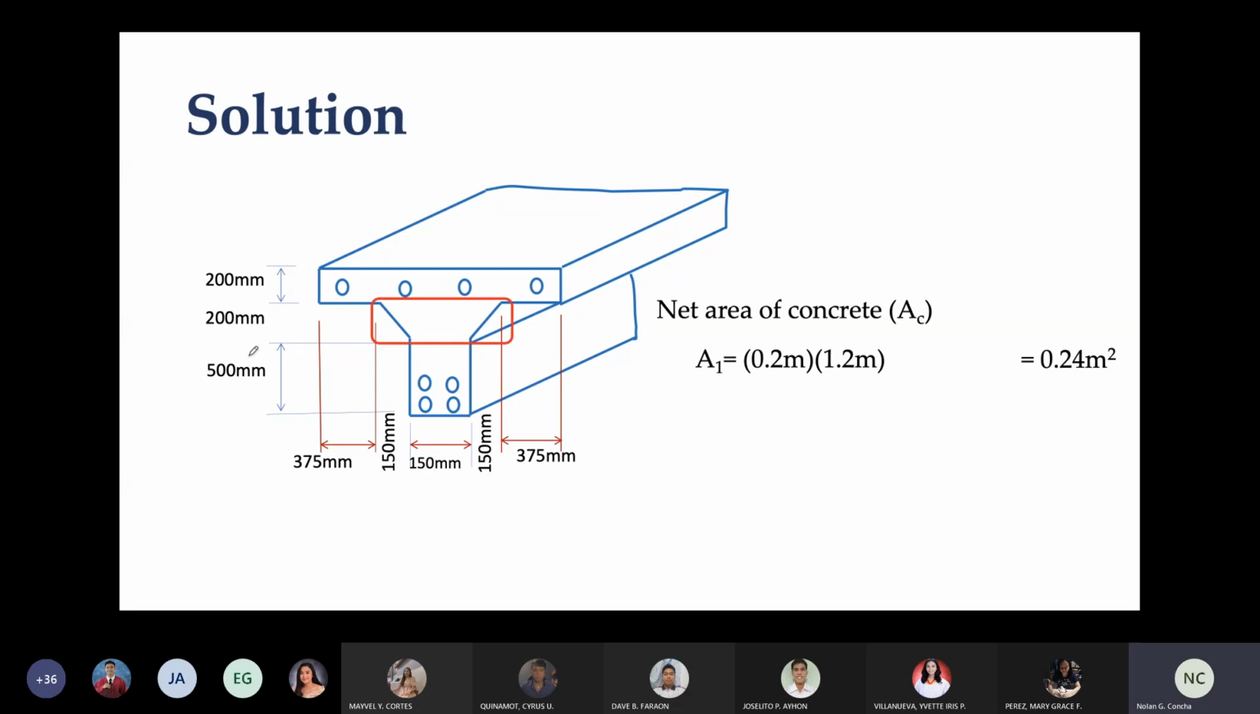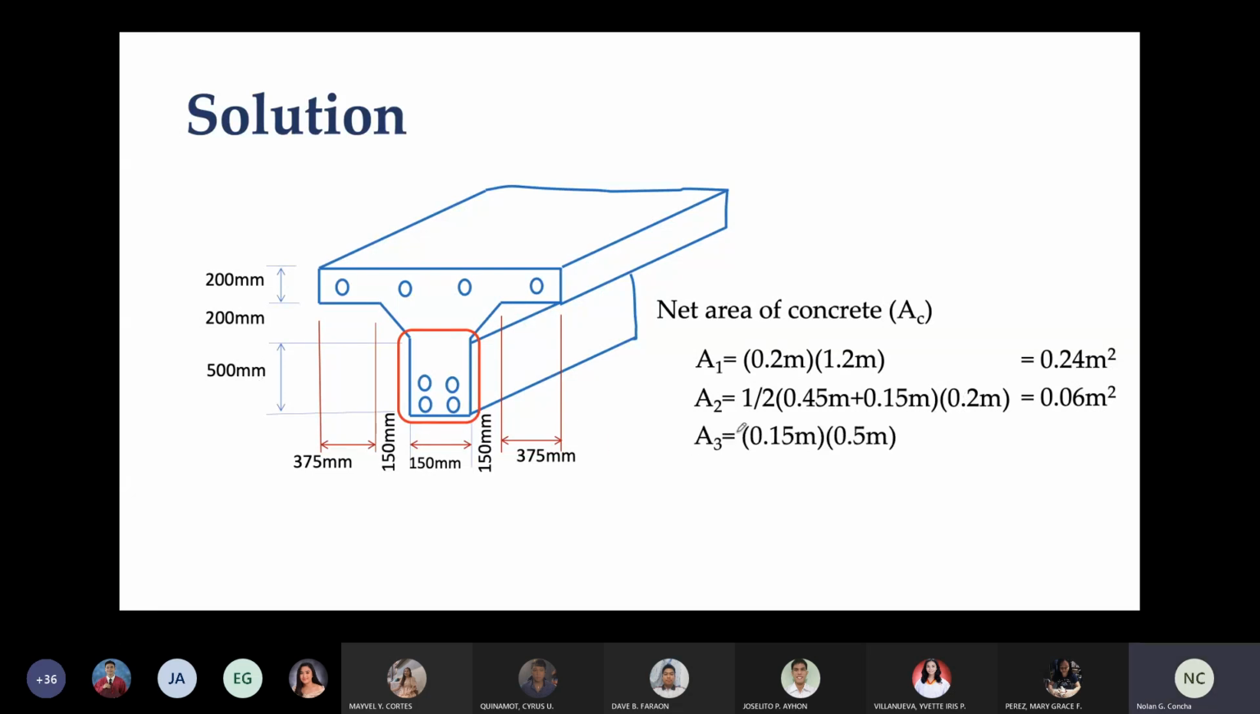Next, yung area ng trapezoid, area number 2, 1/2, the upper base, it's 450. The lower base is 150. And the height is 200. And so solving, we have the area 0.06 square meter. And then for the last area, we have 150 by 500. And that will be 0.075.